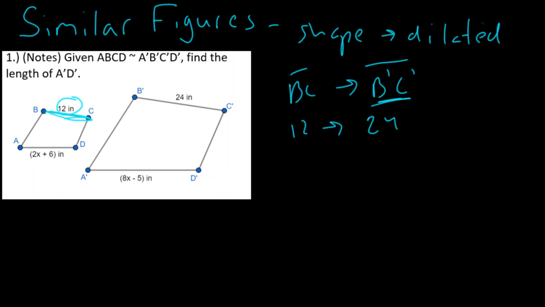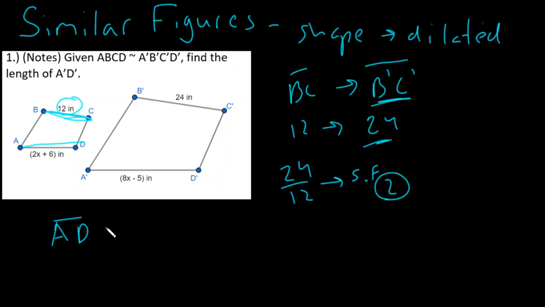Remember we said the number that we're going to goes on top. So we're going to say 24 divided by 12 will give us a scale factor of 2. Now, what are we really saying here? Well, we're going to take AD, and for AD to be equivalent to A prime, D prime, we actually have to multiply this by a scale factor of 2.